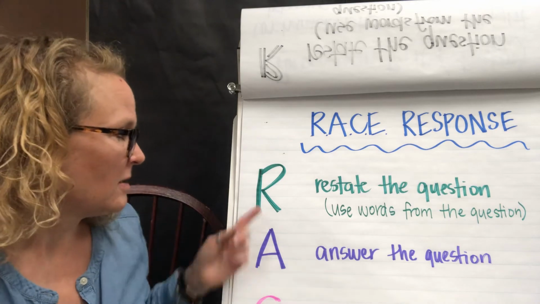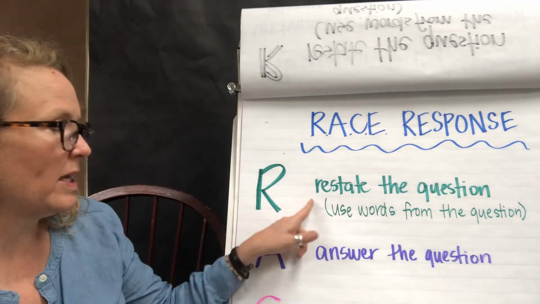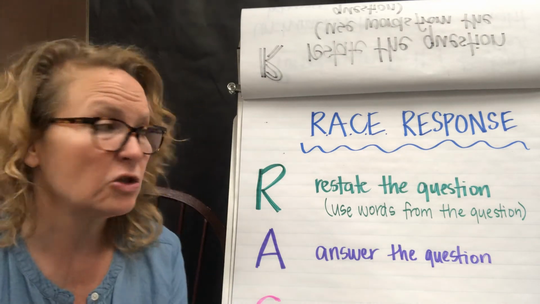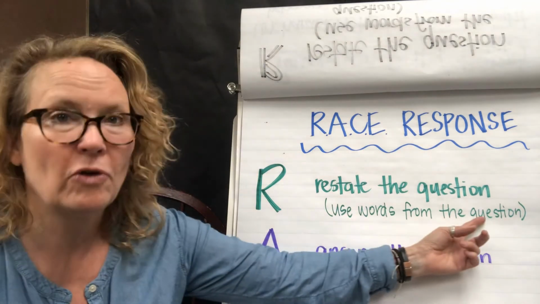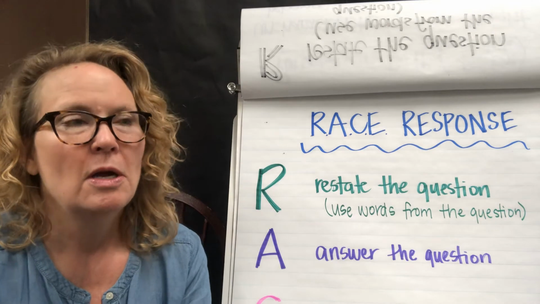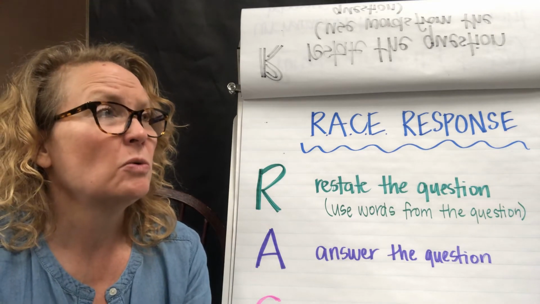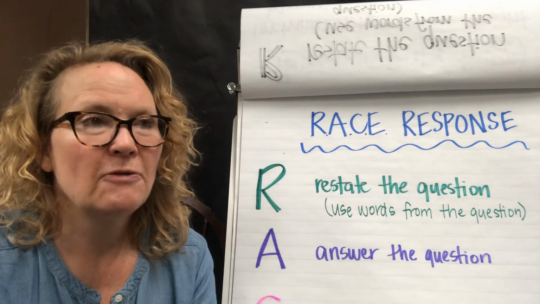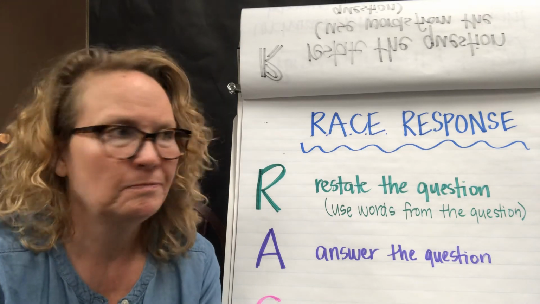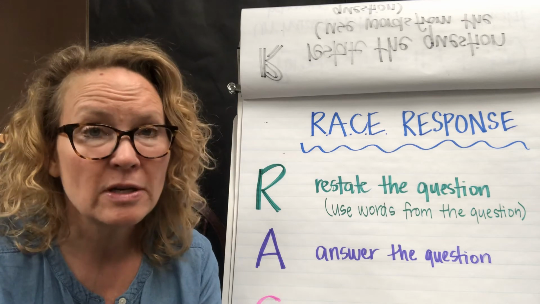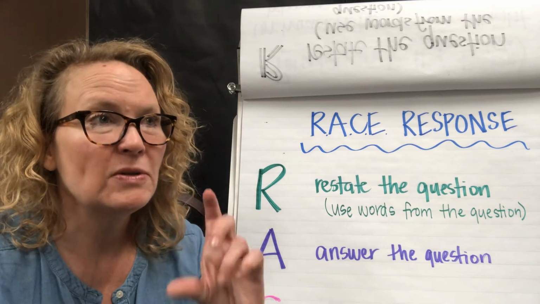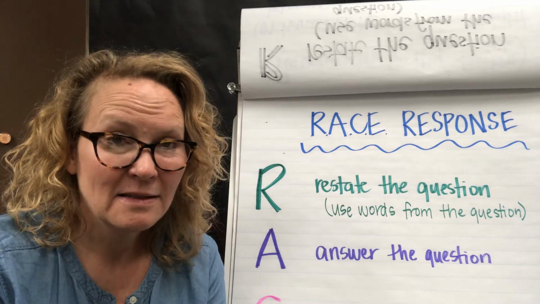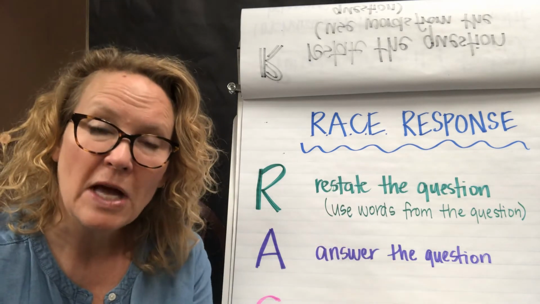The first part is R. R stands for restate the question. That means the first sentence of your RACE response should contain words from the question. So for example, if someone asked you, what is your favorite ice cream flavor? If you just said strawberry, that's not restating the question in the answer. But if you said, my favorite ice cream flavor is strawberry, then you've used a lot of words from the question in your answer.